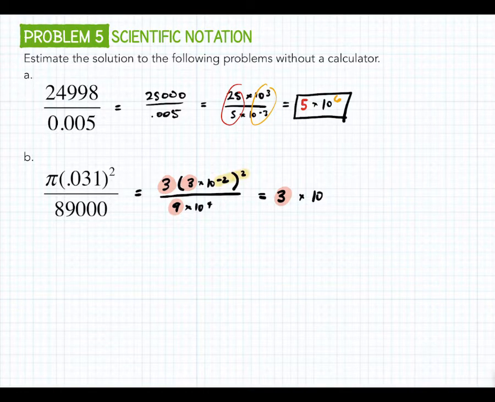So we talked about 10 to the something times 10 to the something. You just add them. What do you do in this case? Yeah, you just multiply them. So we have negative 2 times 2. What's negative 2 times 2? Negative 4. That's going to give us negative 4. And then down here we have positive 4, but it's negative 4 minus positive 4. So that should give us negative 8. Okay? So that's what our exponent is.